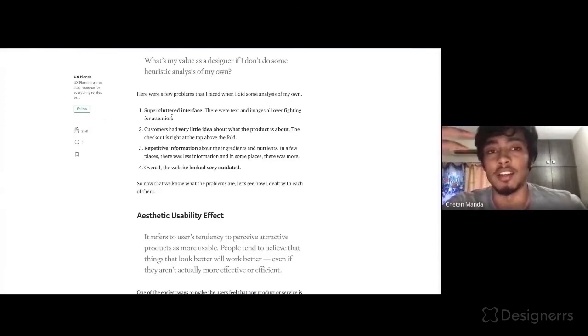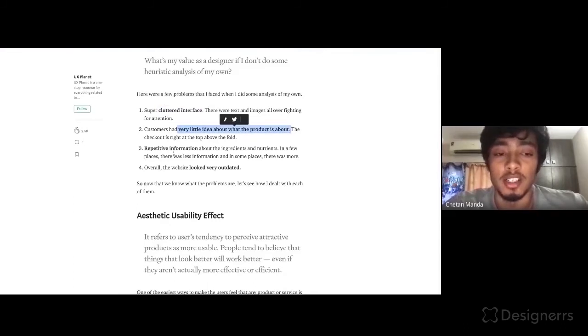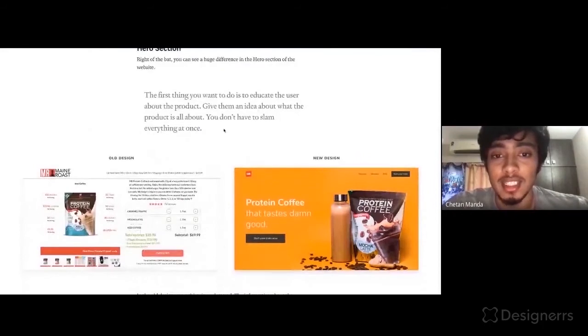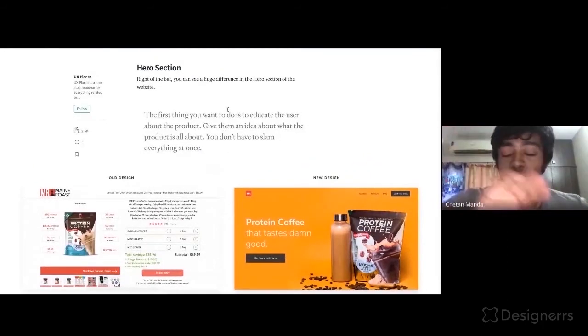It is where you evaluate an interface in terms of how easy to use it is. So when he did that, he found out that the interface is cluttered. People have very little idea about what the product is. There is a redundancy in the information displayed and the website looks very outdated. The hero section is the initial, whenever you land on a website, the first thing you see is the hero section.